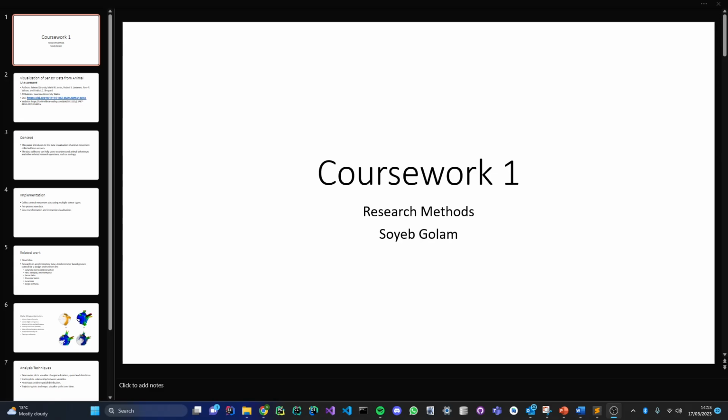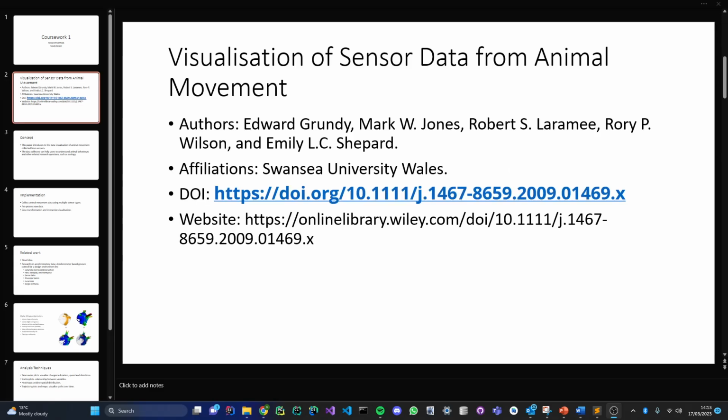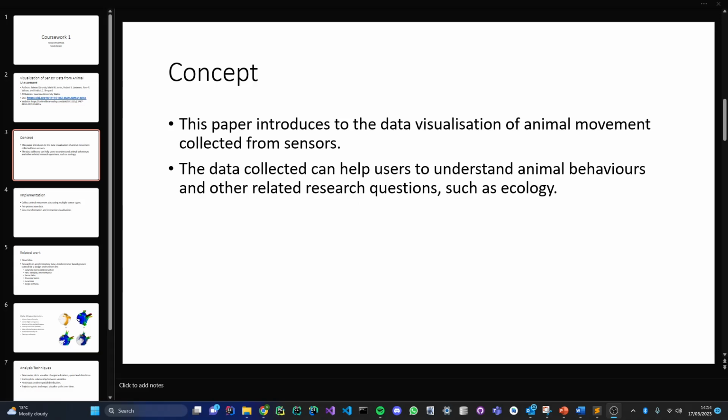The paper is research visualizations of sensor data from animal movement, and here are the authors. It has been carried out by Swansea University in Wales. This paper introduces the data visualizations of animal movement collected from sensors, and the data collected and visualized can help users understand the behavior of animals, such as how animals move in their environment, how they interact with other animals, and how they respond to environment changes.